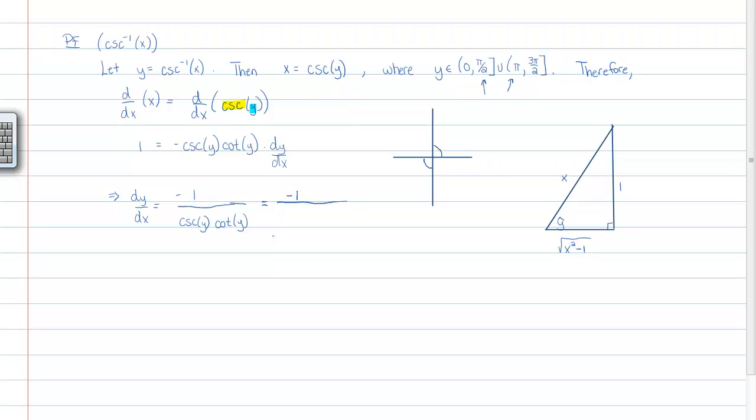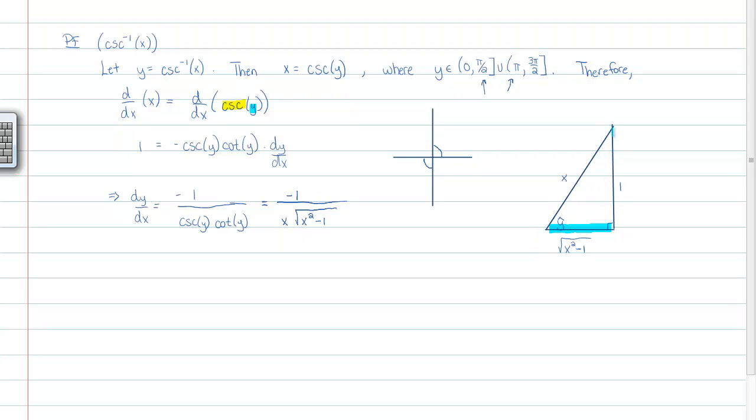So we find this out. That's negative 1 over, well, the cosecant of y, we already know what it is. We said cosecant of y is just x, so we know that's x. The cotangent, on the other hand, is not opposite over adjacent, but the reverse of that, adjacent over opposite. So that's going to be the square root of x squared minus 1. Now, notice where that is in this triangle. It is the horizontal side, so let me highlight that.